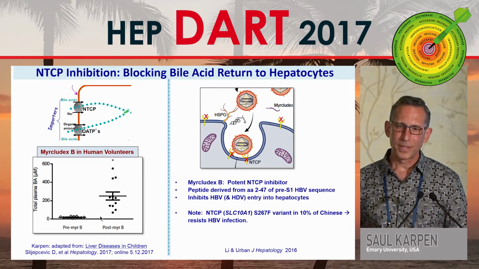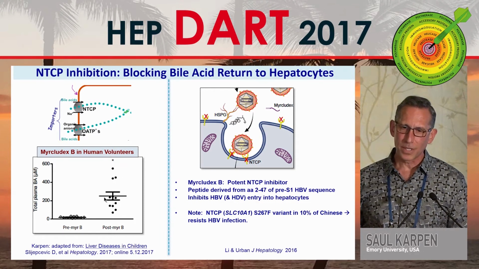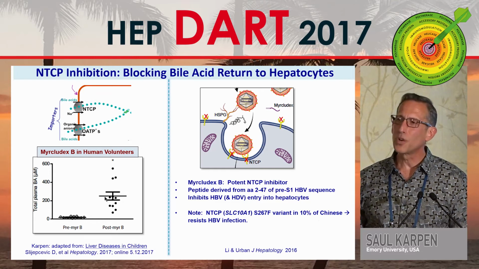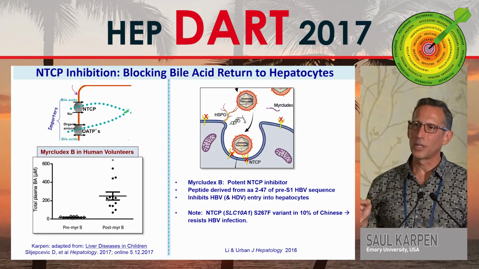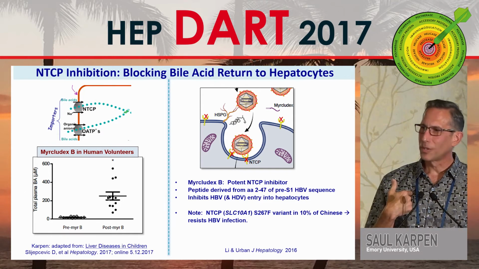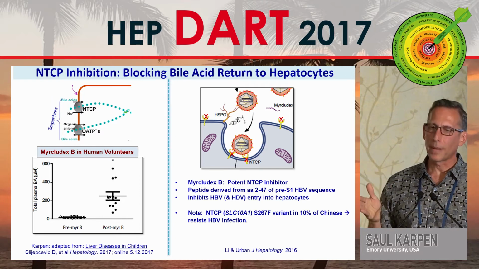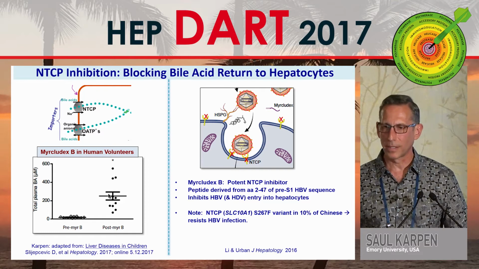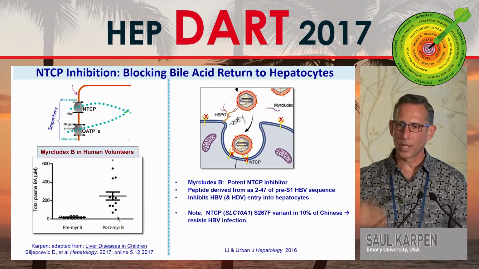And in fact, in human volunteers that received Myrcludex, they measured serum bile acid levels. They are incredibly high, in the 200 micromolar range. Remember that normally they're in the 5 to 10 range, and in cholestasis they're in this range. So this is a very potent way to stop bile acids from getting back to the liver. So I think NTCP inhibitors may be something that we can think about.